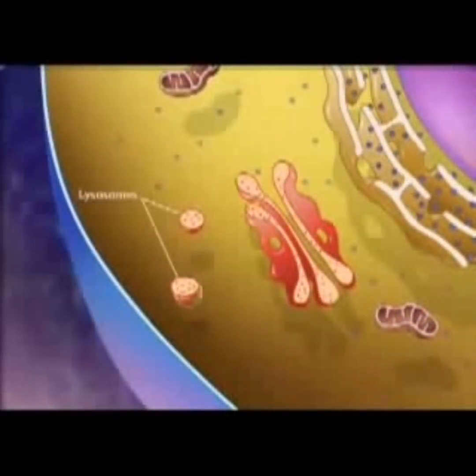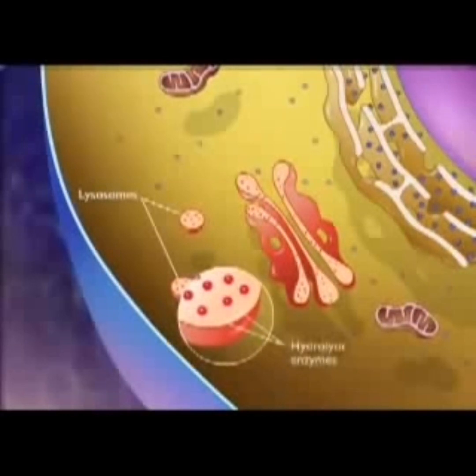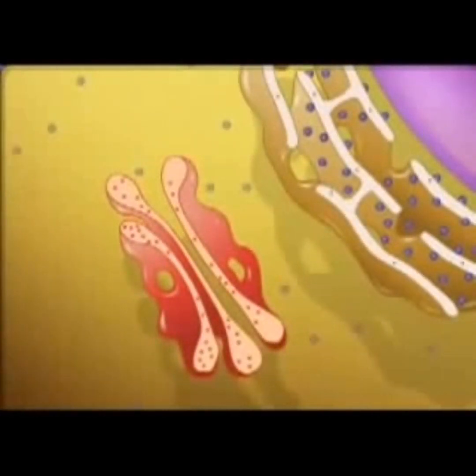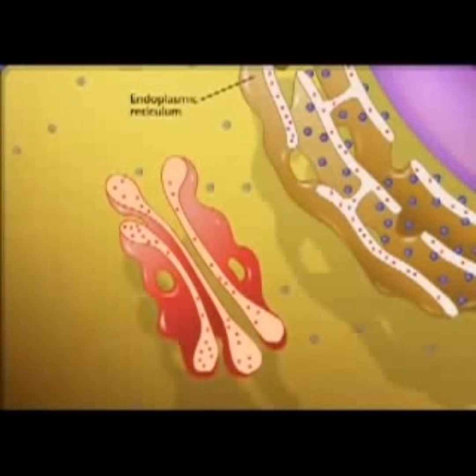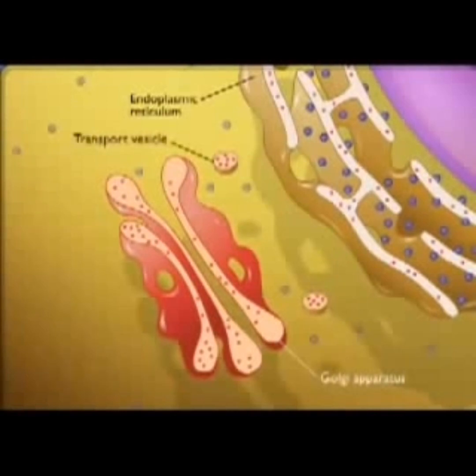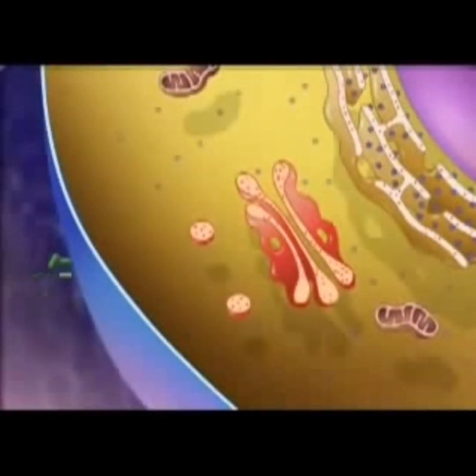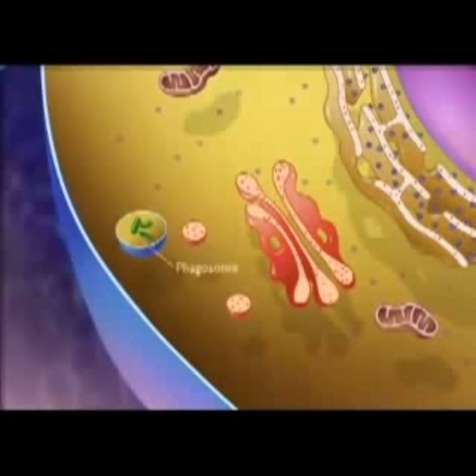Lysosomes are membrane-bound vesicles that contain hydrolytic enzymes. The hydrolytic enzymes degrade proteins, nucleic acids, lipids, and carbohydrates, and are formed in the endoplasmic reticulum. These enzymes are then transported to the Golgi apparatus by transport vesicles. The lysosomes arise from the Golgi apparatus. When particles such as viruses or bacteria are ingested by phagocytosis, the lysosome fuses with the particle-containing vesicle, called a phagosome, and delivers the hydrolytic enzymes.